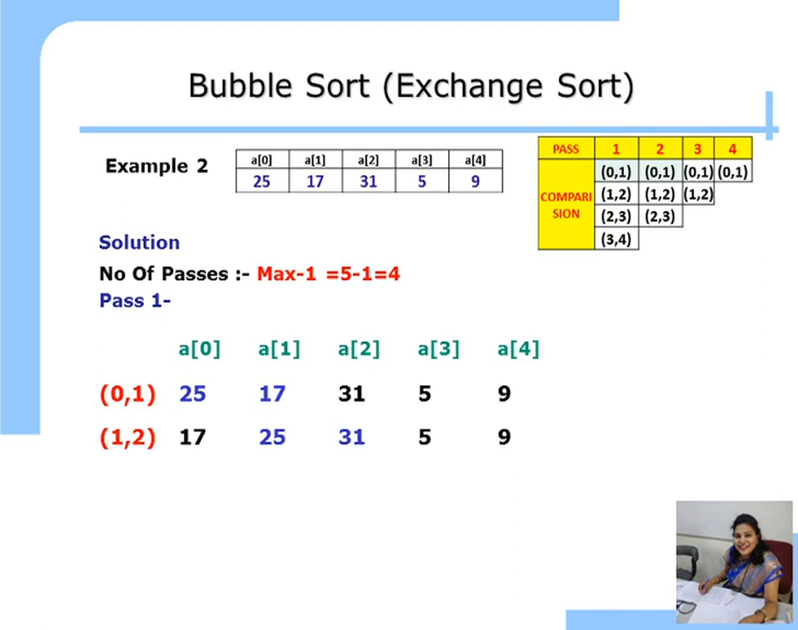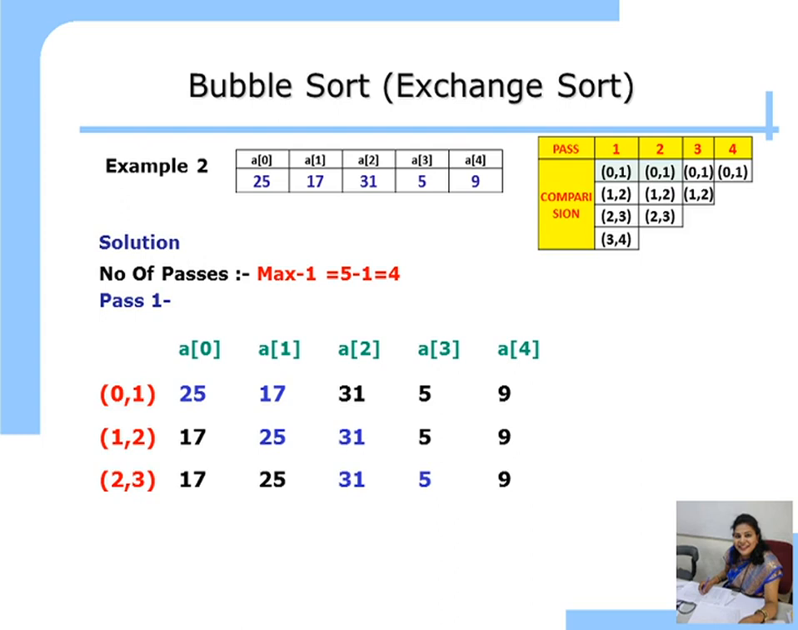Right? Now we are going to do the second comparison. It is between 1 and 2. Since I told you it is a comparison of adjacent elements, the first comparison is of 0, 1, next is 1, 2. So what is present at the first location? 25. What element is present at the second location? It is 31. Is the first element greater than the second one? No. 25 is not greater than 31. So there is no swapping there. So we get the same output: 17, 25, 31, 5 and 9.